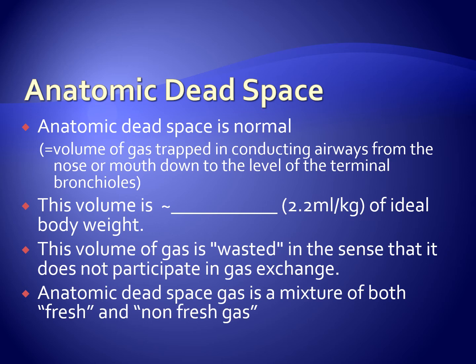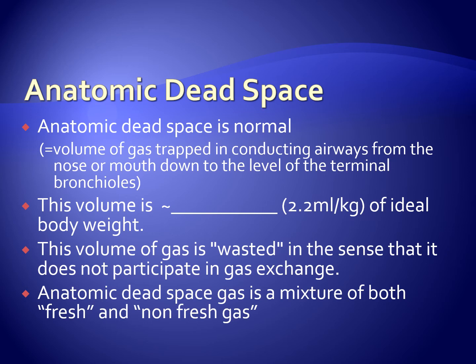The volume would be 1 ml per pound of ideal body weight, or 2.2 mLs per kilo of ideal body weight. Remember, those are the same, right? 1 ml per pound of ideal body weight, or 2.2 mLs per kilo of ideal body weight. So if I told you someone's ideal body weight was 160, then you would say that their anatomical dead space would be 160 mLs, right?